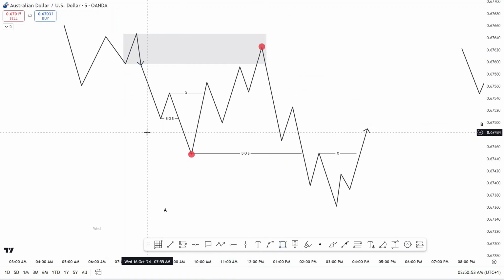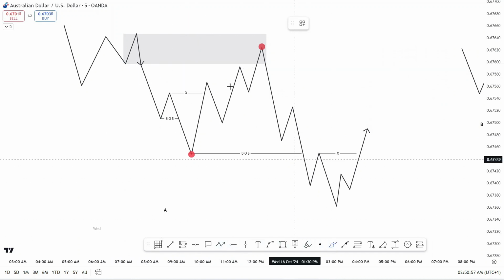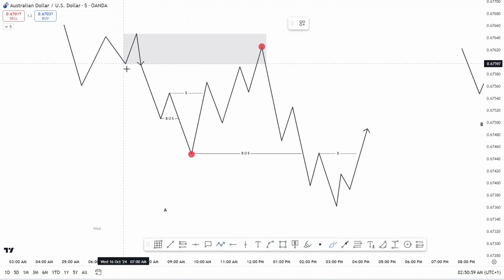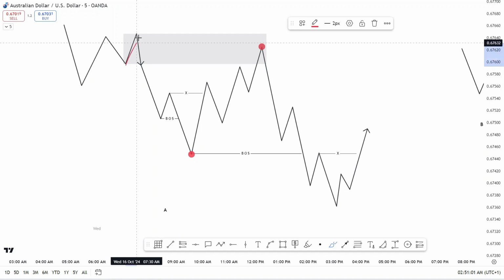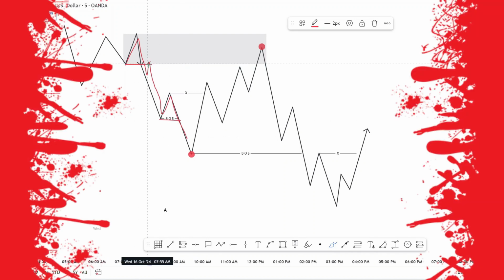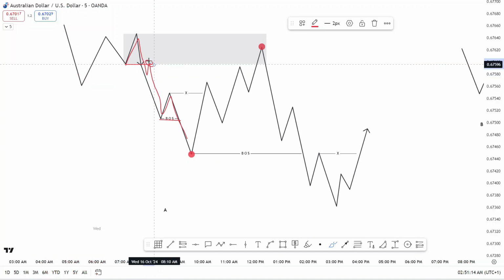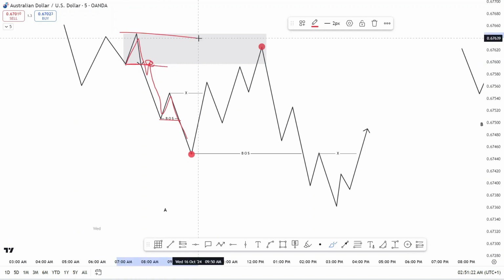Now what happens if this zone had been mitigated? Let's assume that as price kept coming down here, or immediately this formed, we saw a mitigation here before this low was formed and before this break of structure. In this case, this order flow has been mitigated by this. So we now look for the order block instead of the order flow. We look for the order block inside the order flow.